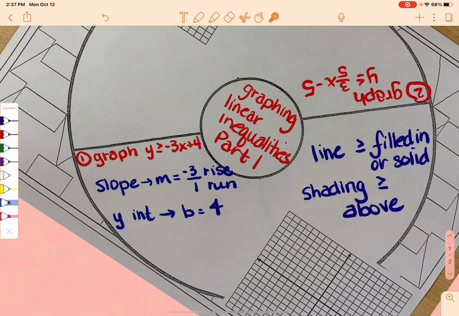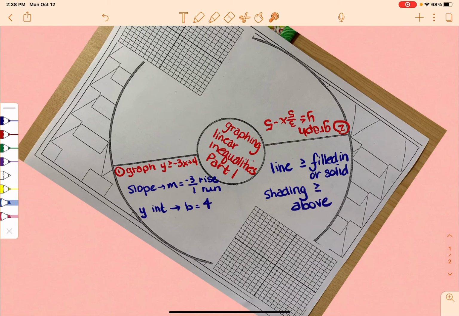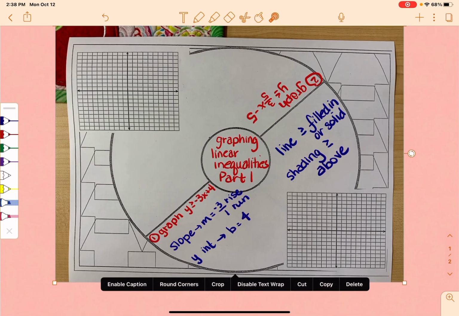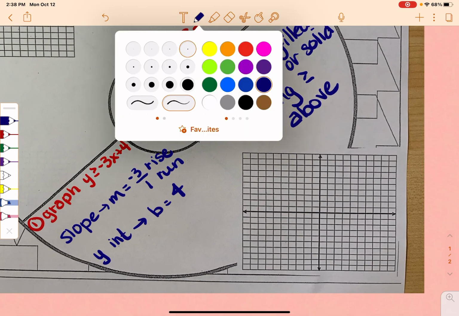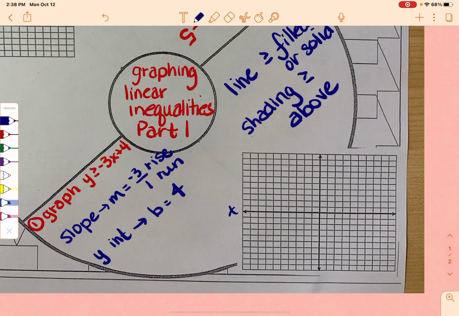Now what I have just done is the work I'm going to show for graphing these. So I'm expecting to see your slope and your y-intercept, the kind of line and your shading all set out. Now, because of the graph that's on here, and because I tend to move this around and so do you as we're filling it out, I'm going to label this x and y so I can start to graph. I start with my y-intercept.